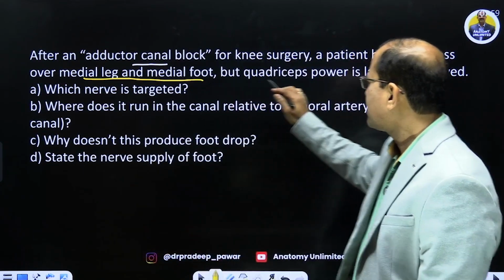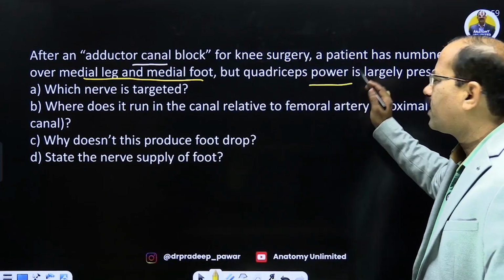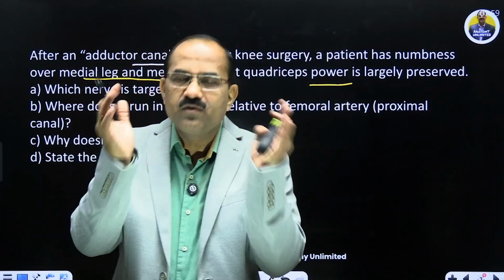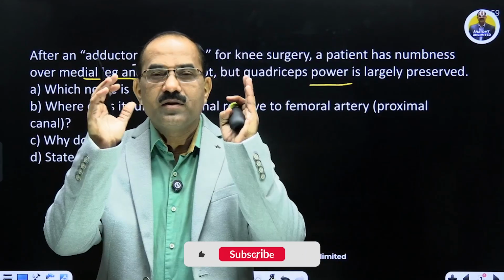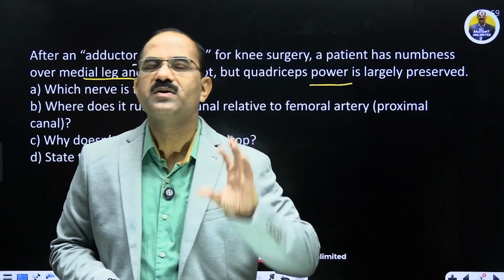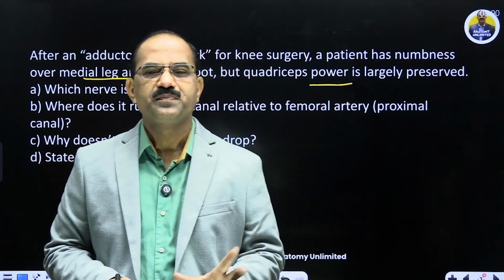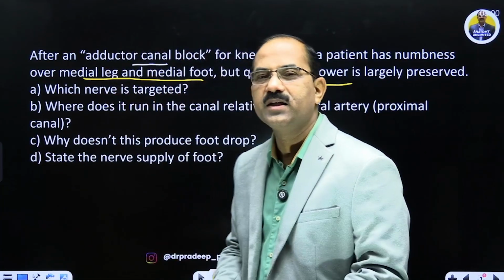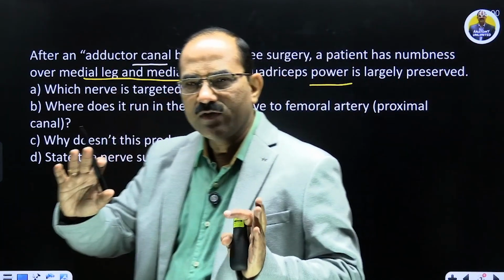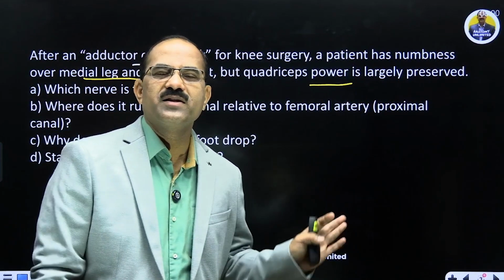But the quadriceps power is largely preserved. Now who supplies the quadriceps? The quadriceps is supplied by the main femoral nerve. The posterior division of the femoral nerve is going to supply the quadriceps femoris. Femoral nerve's posterior division. So quadriceps power is intact. It means the cutaneous branch of the femoral nerve is affected, the saphenous nerve.